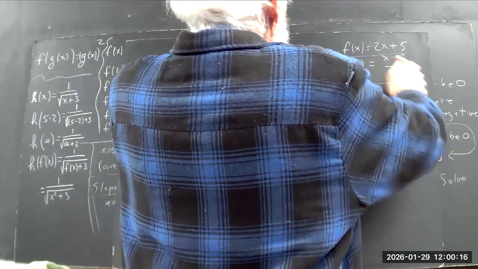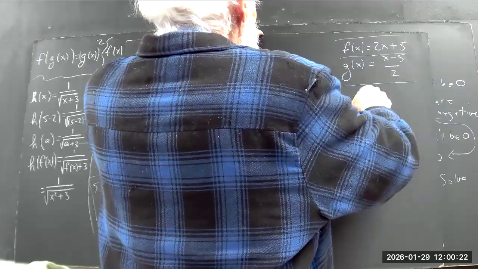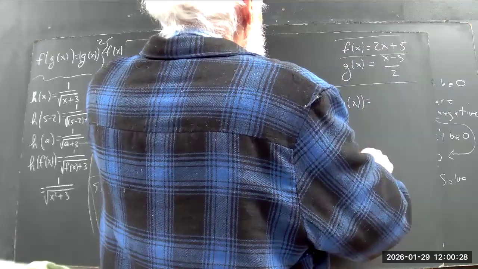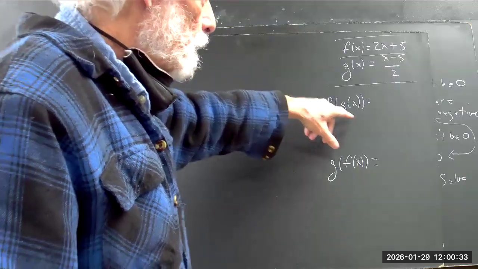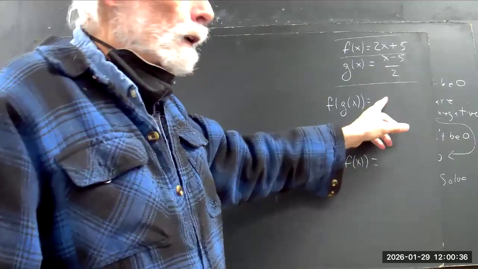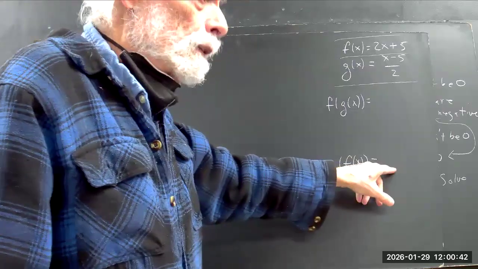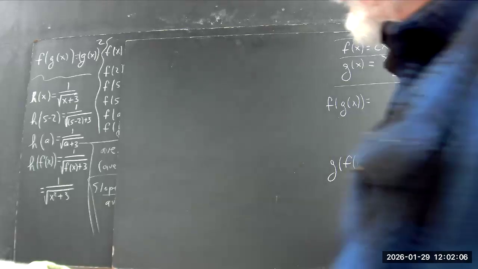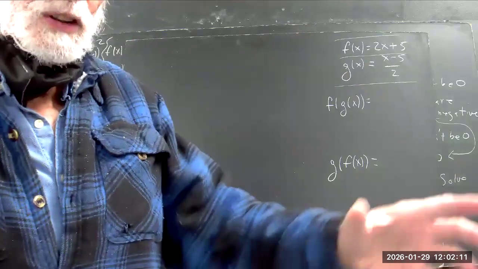Here's your f of x function. Here's the g of x function. Give yourself some space. We got f of g of x equals, fill in the most obvious thing. And g of f of x equals, fill in the most obvious thing here. A lot of you are thinking too hard. Okay? Don't think. Just do it.